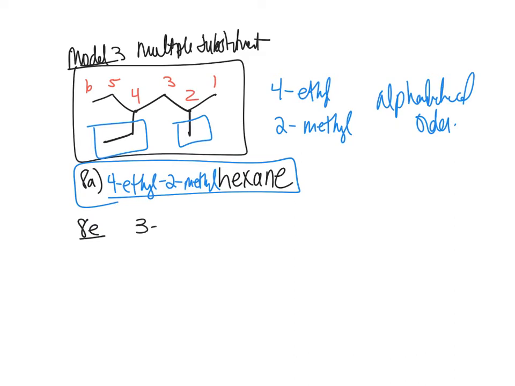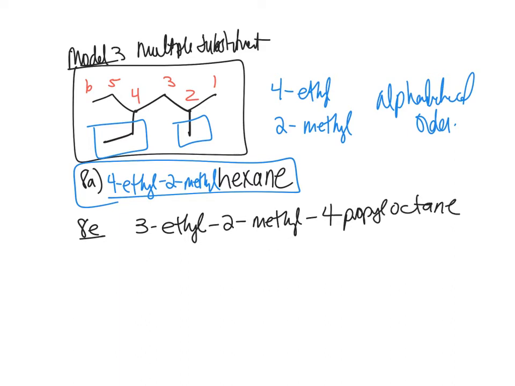Draw the structure of 3-ethyl-2-methyl-4-propyloctane. Now, folks, you want to work backwards. So when you're drawing this, you want to start with octane. 1, 2, 3, 4, 5, 6, 7, 8. Okay? And then I always number. And when I do it, I just do left to right. 1, 2, 3, 4, 5, 6, 7, 8.